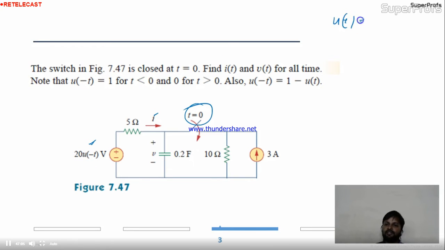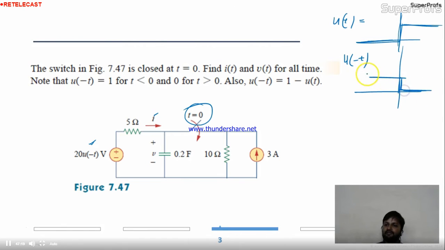We have seen ut is nothing but this, right? This is the graph for the ut. Now u minus t, we are changing the time, it will become just the opposite of it. It's the mirror of it, right? So for t less than 0 it will be 1. That's why he mentioned there also, u minus t equal to 1 for t less than 0. Okay? And 0 for t greater than 0. This is the relation between ut and u minus t.